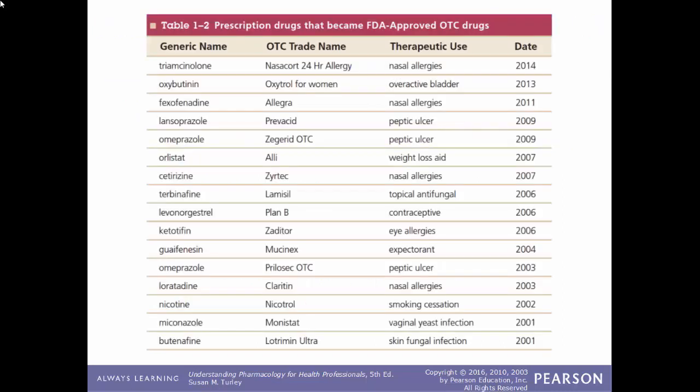All right, in this table we have examples of prescription drugs that became FDA approved for over-the-counter sales. For example, miconazole, that's the generic name. The over-the-counter trade name, Monistat, is used to treat vaginal yeast infections. Fexofenadine, also known by the trade name Allegra, is used for allergies. And terbinafine, sold under the trade name Lamisil, is used as a topical antifungal treatment.